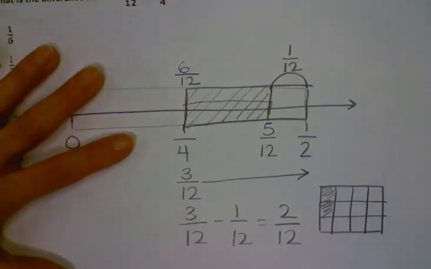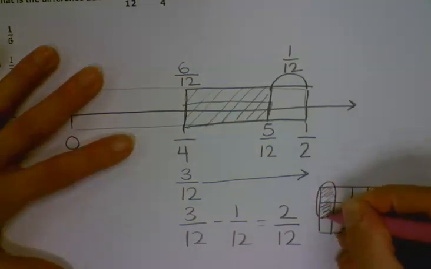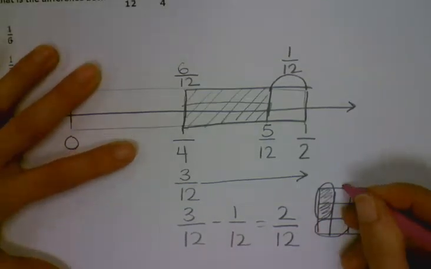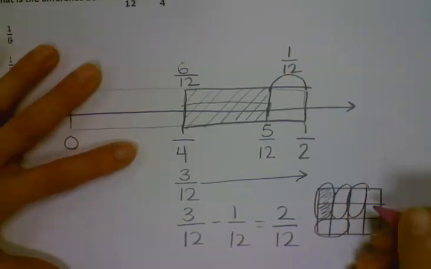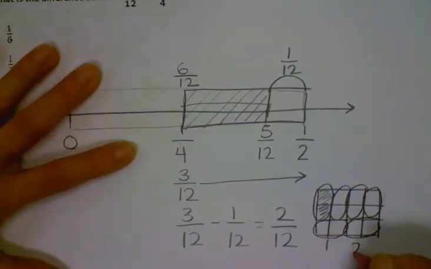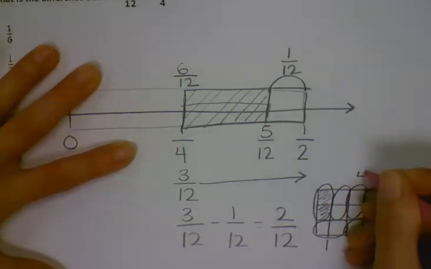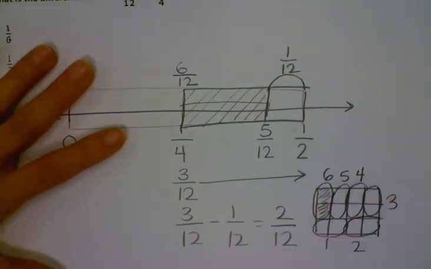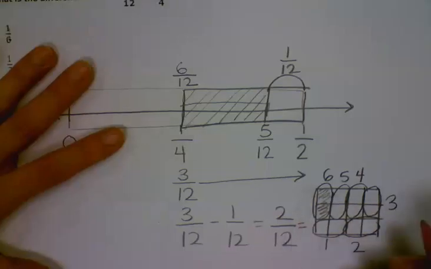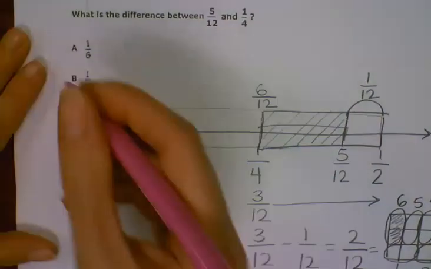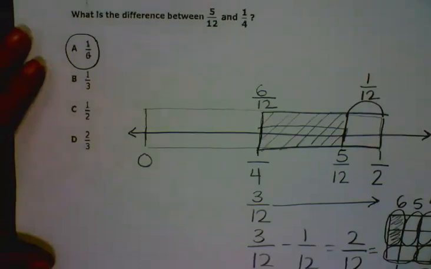Here's 2/12. I'm going to circle my 2/12, and then I'm going to make groups of 2. I made 1, 2, 3, 4, 5, 6 groups of 2, and one of those groups is shaded. So I can see that 2/12 is equal to 1/6. Go back over to my answer choices, and 1/6 is an answer that is there.